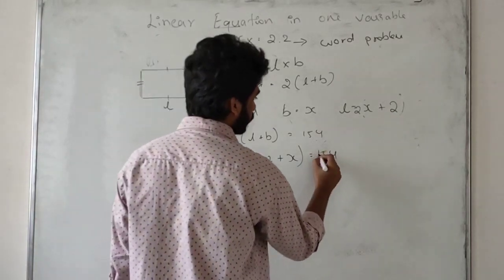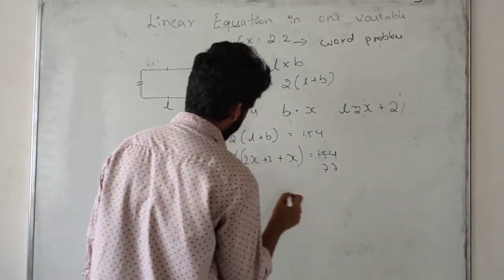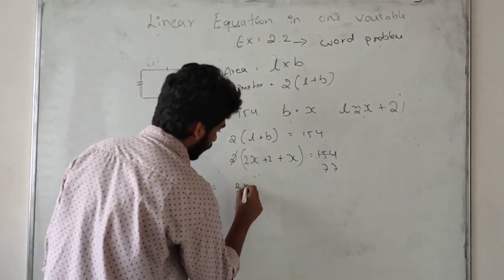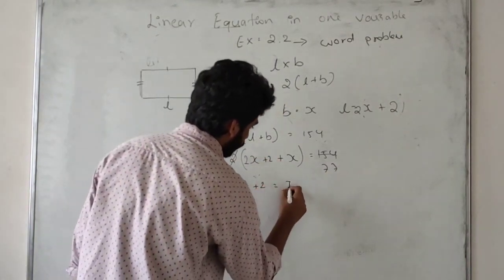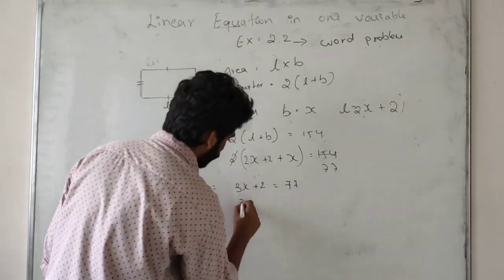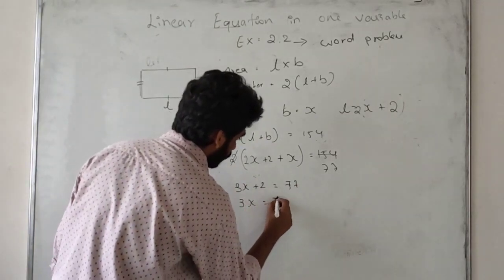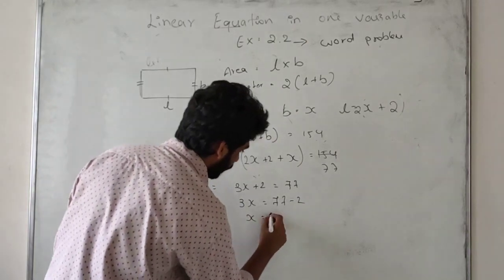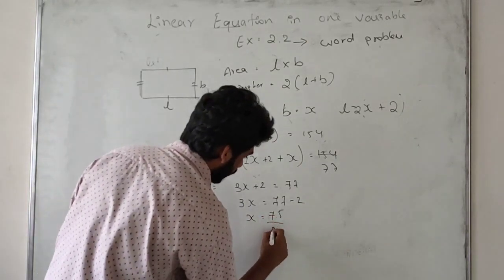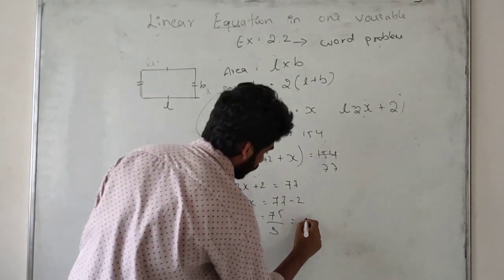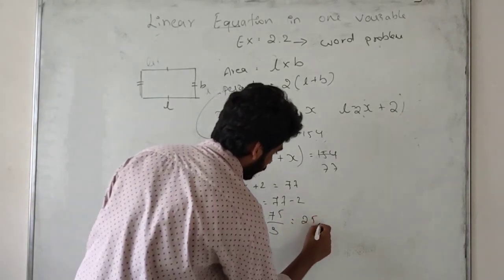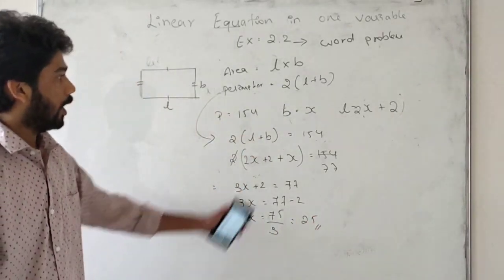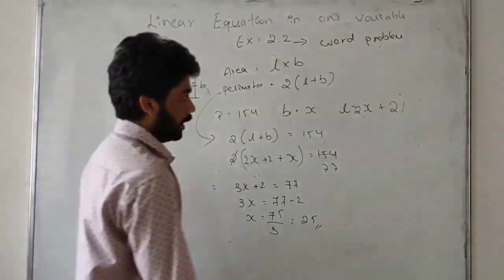2 ones are 2, 2 sevens are 14, so 77 on the other side. Here we get 3x plus 2 equals 77. So 3x equals 77 minus 2, which is 75, and x equals 75 by 3, so we get 25. x is 25, so we substitute here to get the breadth and length.